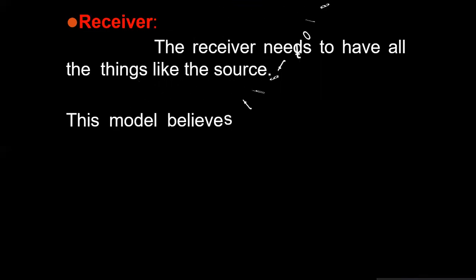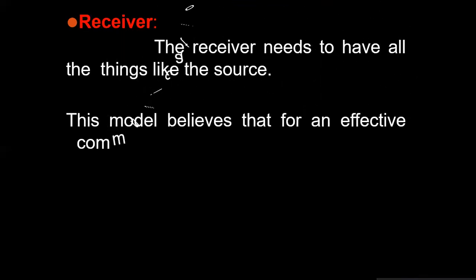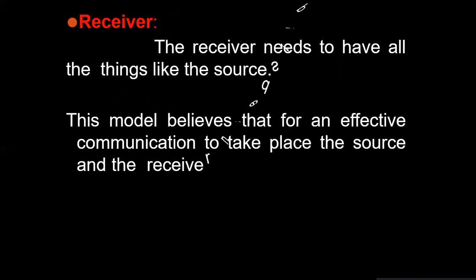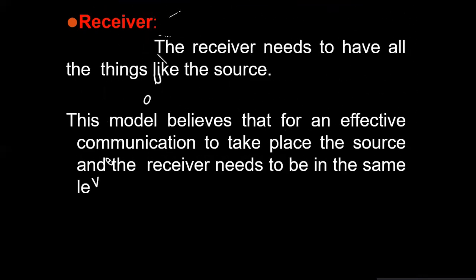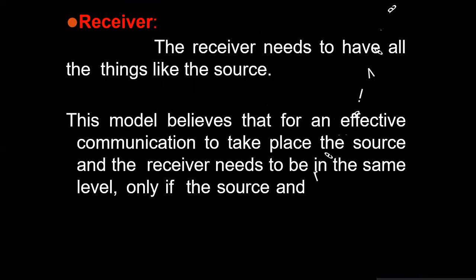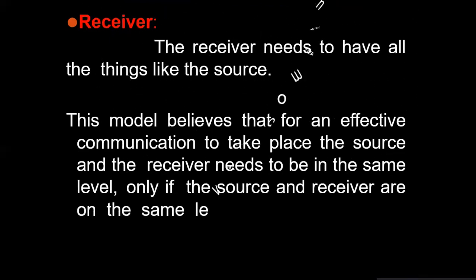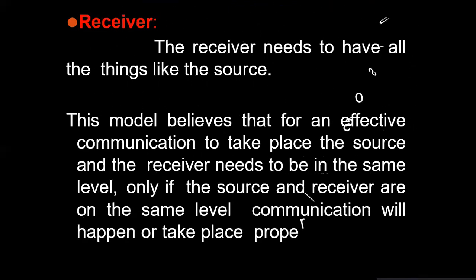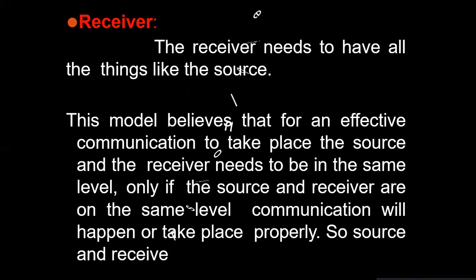The receiver needs to have all things like the source. This model believes that for effective communication to take place, the source and the receiver need to be at the same level. Only if the source and receiver are on the same level will communication take place properly. So source and receiver should be similar.